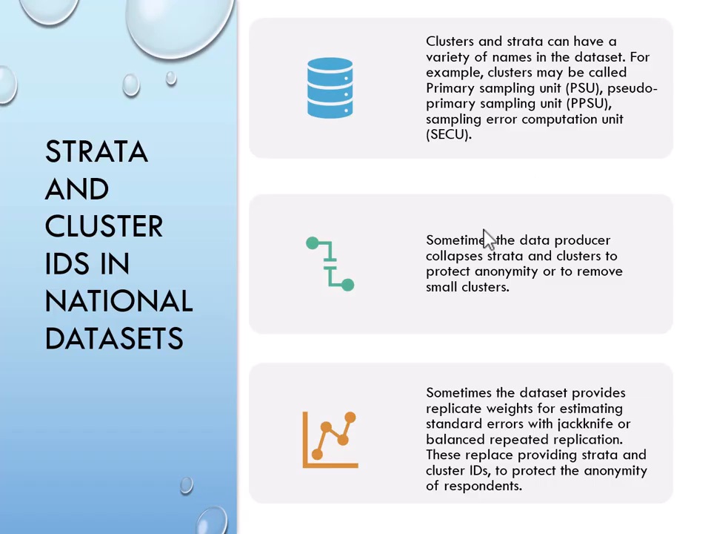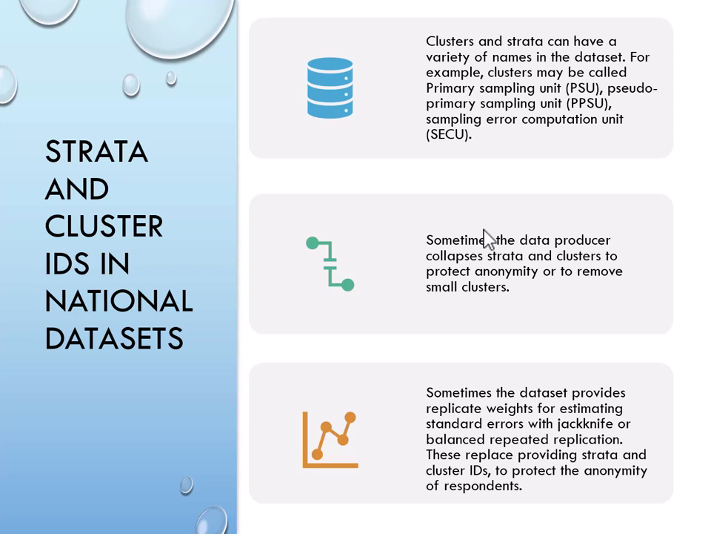Then look at strata and cluster. They may call the cluster the primary sampling unit. If it's a multi-stage sample and there are primary sampling unit IDs, PSU IDs, it means just the ID of the cluster that was selected first. It's very common that if it's a multi-stage sample with primary sampling units and secondary sampling units, the dataset will only make available PSU IDs, and you can use those for analysis.